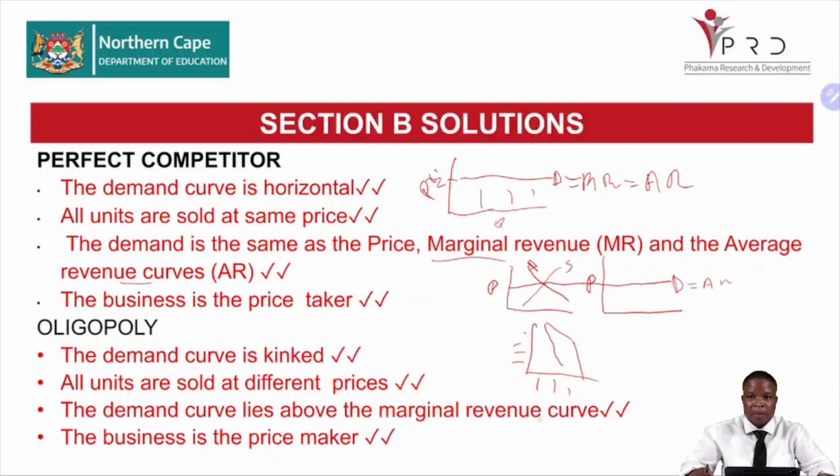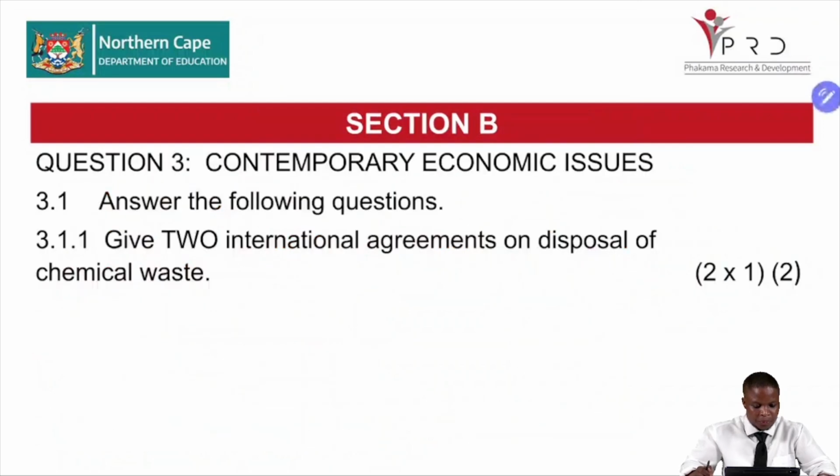Right, grade 12, we are moving to question 3. Question 3 is on economic issues. Question 2 is on what? Microeconomics. Now we are moving to the economic issues. Right, contemporary economic issues. Question 3, 3.1.1. Give 2 international agreements on disposal of chemical waste.